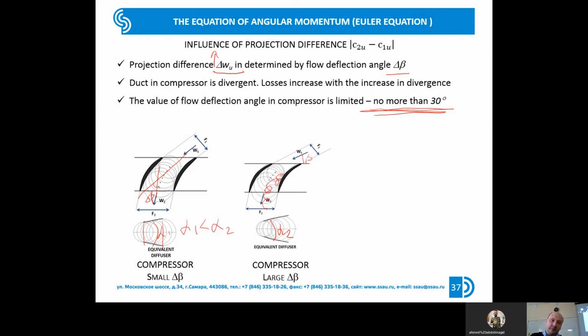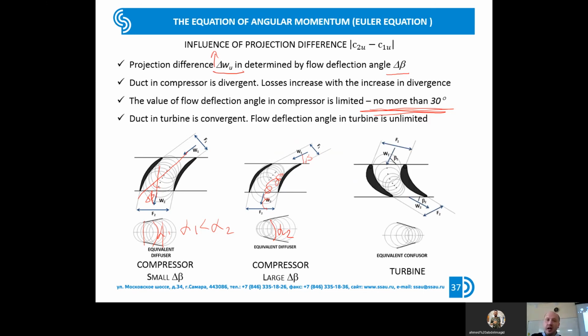In the turbines, we are using a confuser channel, and in a confuser channel we have no problem with separation. That's why we could turn the flow through any angle which we want. But of course, we have some limitations related to construction. We couldn't realize some angles, for example, an angle of 130 degrees. What does it mean? It means that we are turning the flow to the opposite direction.